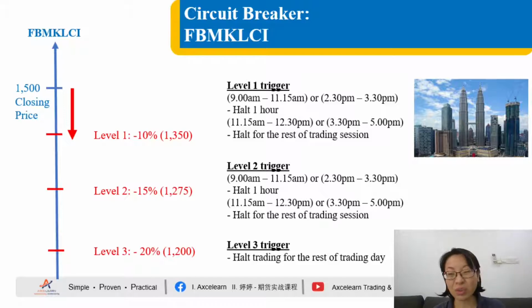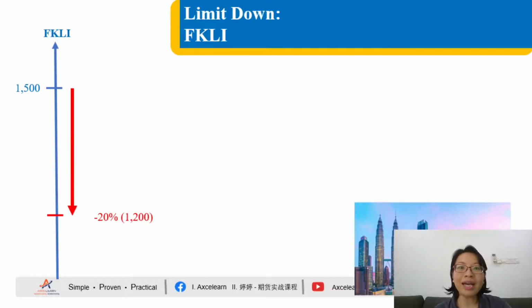Because 20% is quite major, it is very major. That's why it will halt for the remaining of the trading day. Now, looking at limit down. In Malaysia, we have two products most traded by retail traders, which are FKLI and FCPO. So we have a limit down. In fact, for these particular products, we have limit up and limit down as well. So the same rules apply.